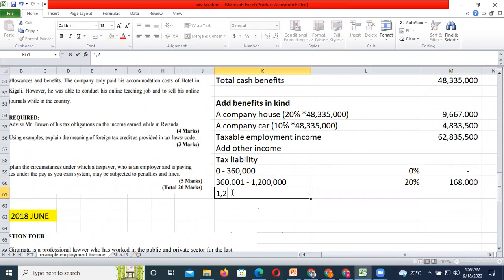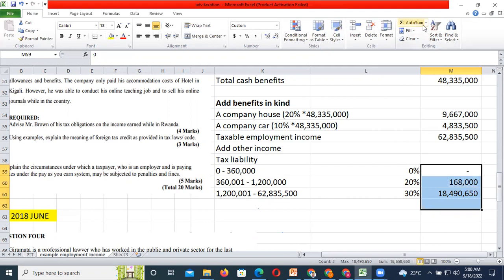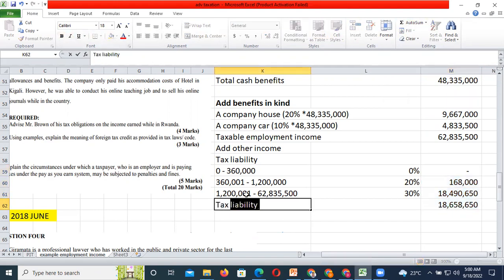Then from 1.2 to 62,835, we charge 30%. So it's going to be this minus 1.2 times 30%. So this will be the tax payable on the employment income.